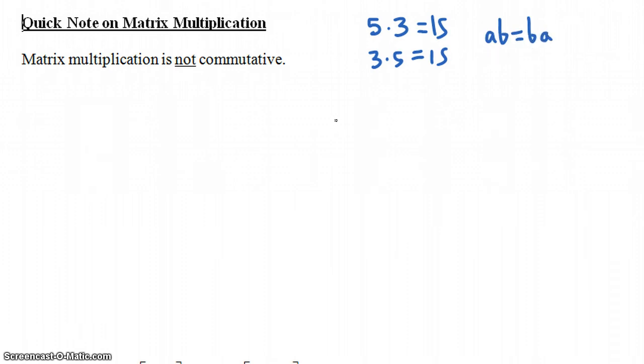Well, for matrices, it is not true that a matrix A times a matrix B is the same thing as B times A. It is not necessarily the case that AB is equal to BA. For one thing, it's possible that A times B is defined, so we can multiply A times B, but we can't multiply B times A.